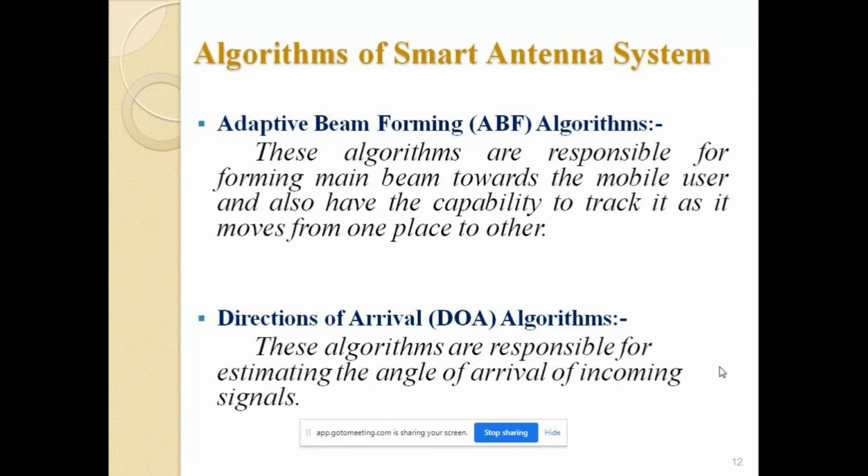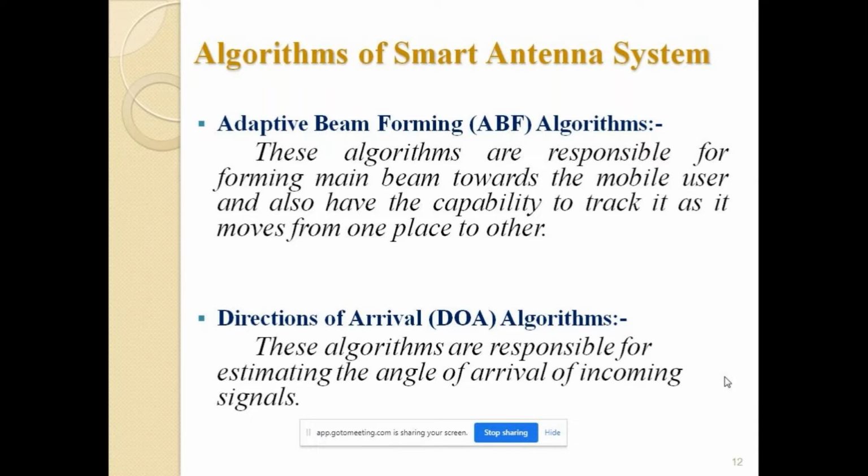One is the adaptive beamforming algorithm. Another is the direction of arrival algorithm. Adaptive beamforming algorithms are the algorithms which adapt their beam and steer the beam in any direction. When linear arrays are used, it will steer from -90 to +90. When circular arrays are used, it will steer the beams through 360 degrees.